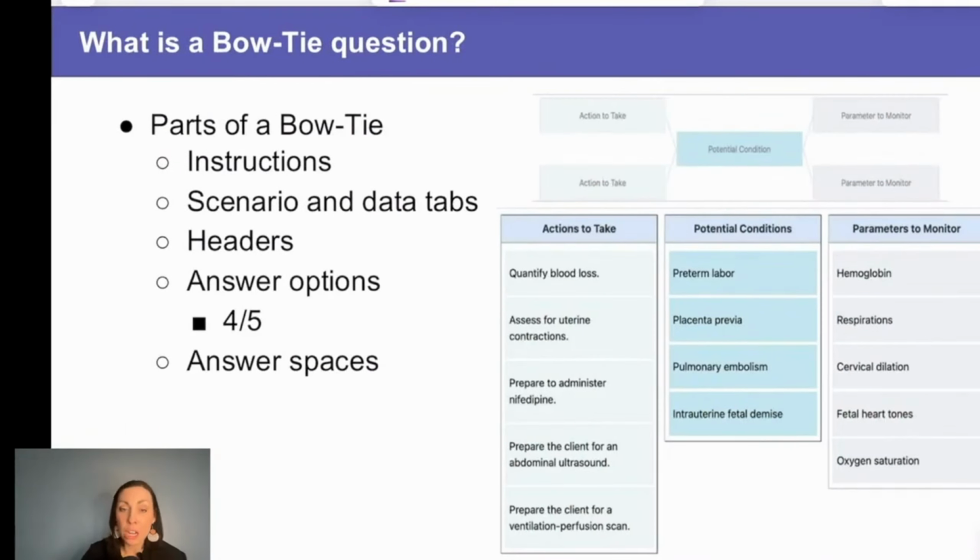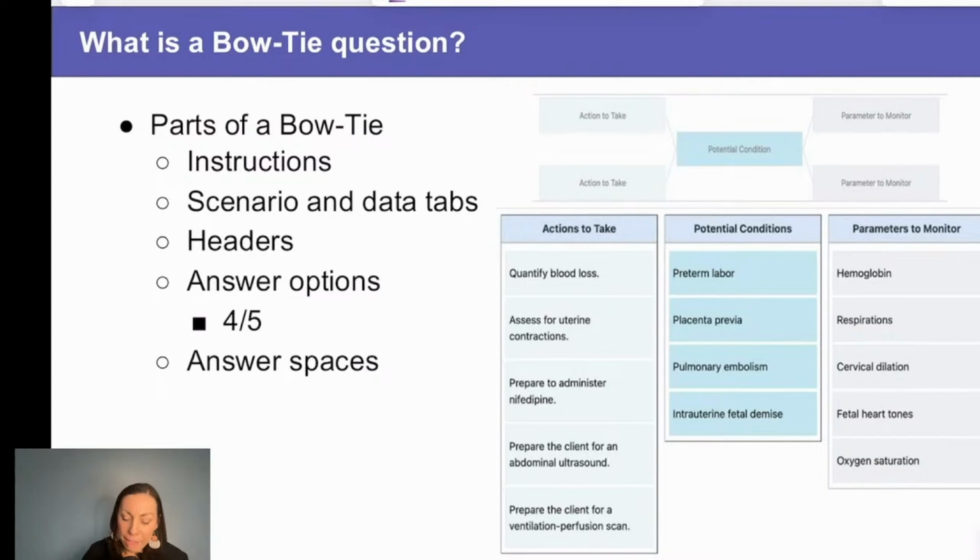So let's first talk about the parts of a bow tie. You're going to have your instructions that are given. These are standard. And then you're going to have scenarios and data tabs. This could be anything. This could be a nurse's note. It could be lab orders. It could be multiple things. Could be diagnostic results, anything like that. So you're going to have these data tabs to read through and your scenario.